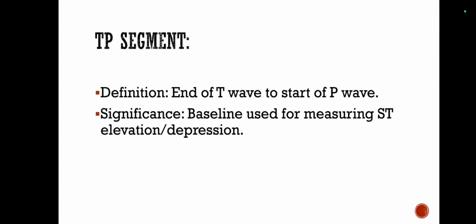The next is the TP segment, from the end of the T wave to the starting of the P wave. Significance, baseline used for measuring ST segment elevation and depression. So these are all the normal segments and intervals that we notice in the ECG.